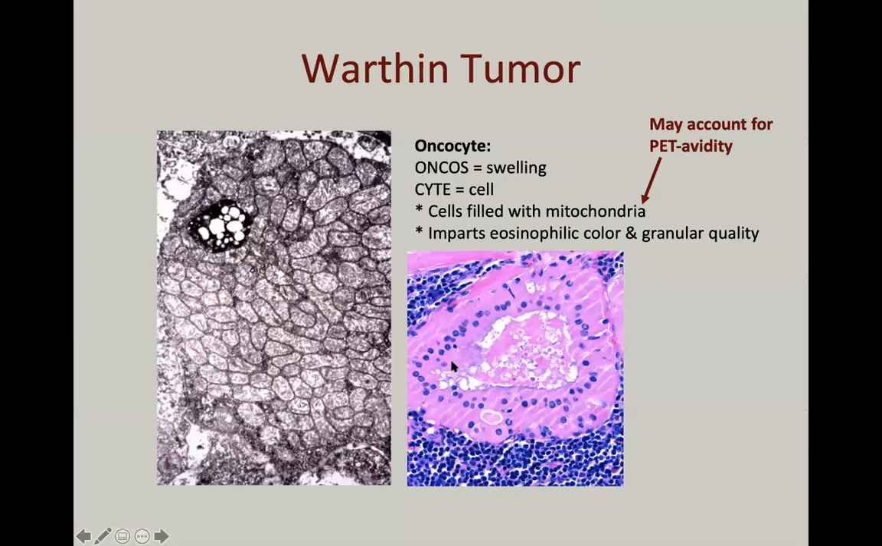Just to remind you of what an oncocyte is, it's basically a swollen cell. The cell is swollen because it's filled with mitochondria, which makes it very metabolically active. All of these little tubules here are mitochondria. This is the nucleus on electron microscopy. Again, the mitochondrial rich cells, as well as the lymphoid stroma, may account for the PET avidity, as these cells perhaps take up a lot of glucose.